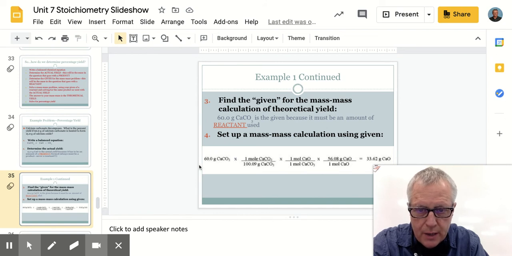So we start with the given in the reactant, and now we're going to need to know the molar mass of calcium carbonate, and that's this value. That's our first step in a mass problem, comparing the molar mass with 1 mole. Here's our mole ratio of the calcium oxide product compared to the calcium carbonate reactant. Here is the molar mass of calcium oxide. And then here is the theoretical value that comes out in the problem.